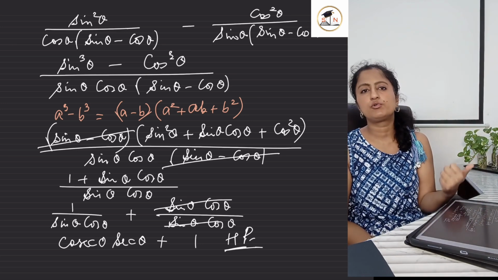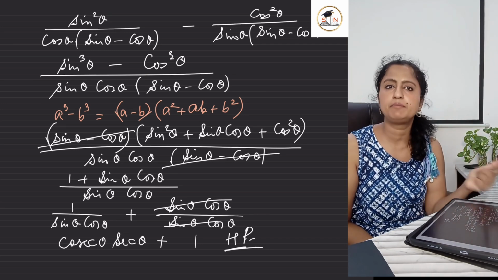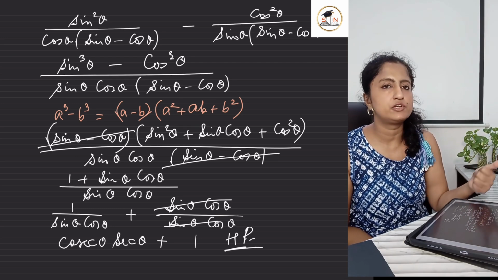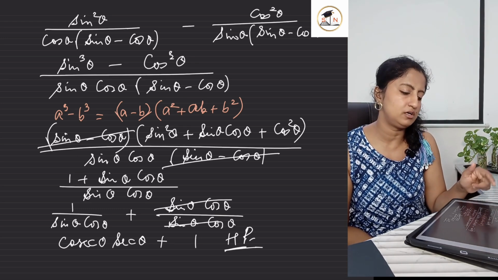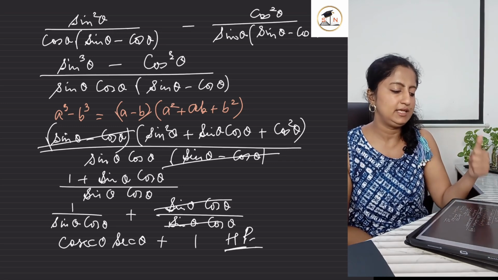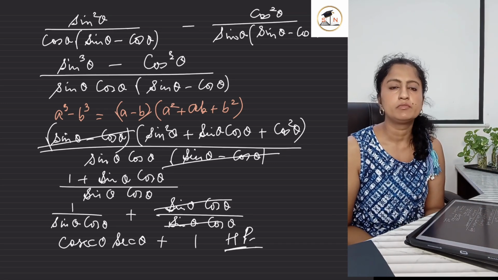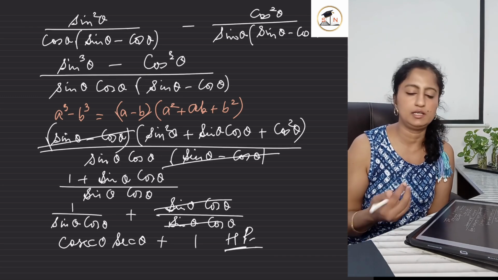It was a little longer portion. It involved a lot of simplification, fractional complications. We applied conversions of tan, cot into sine and cos. Then we applied the a cube minus b cube identity and further simplifications. But do practice it thoroughly.